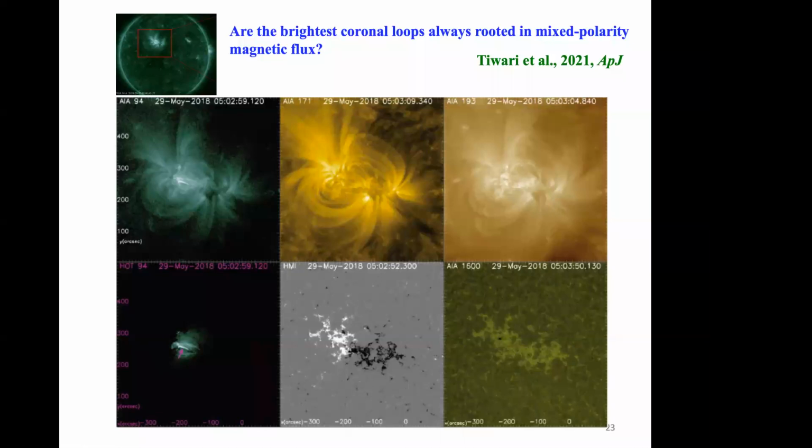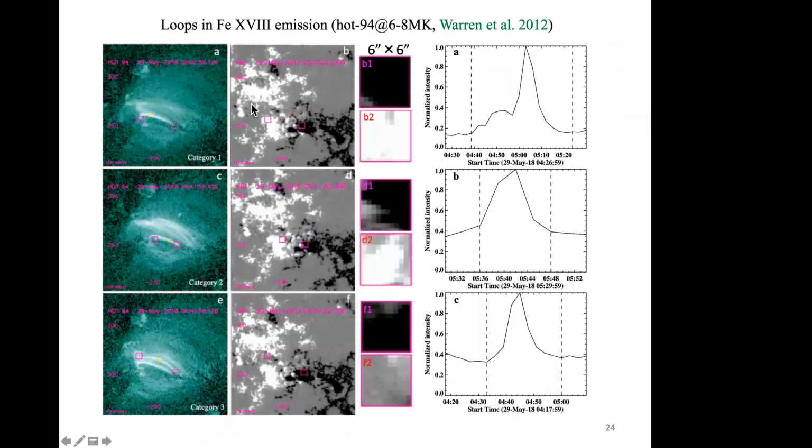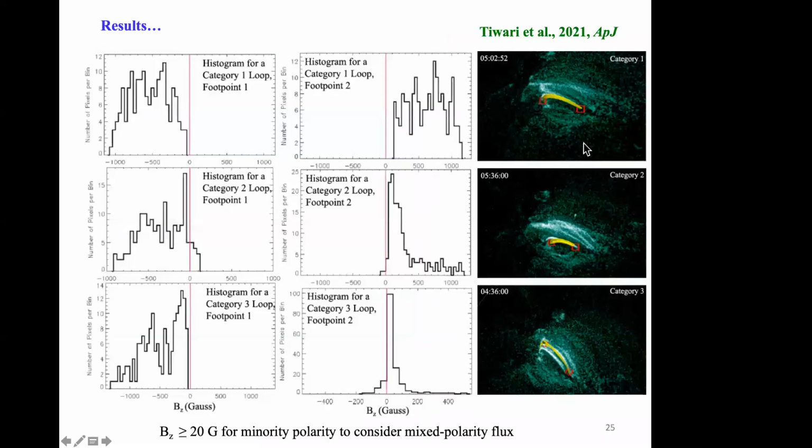Because there has been a lot of stress on cancellation heating, the question is, are the brightest coronal loops always rooted in mixed polarity magnetic flux? This is what we recently addressed. We followed an active region for, again, more than 24 hours. We calculated hot 94 emission, following the Warren et al. method by removing warm components, and plotted histograms of the foot points of the loops. The foot points of the loops were selected based on non-force-free modeling.